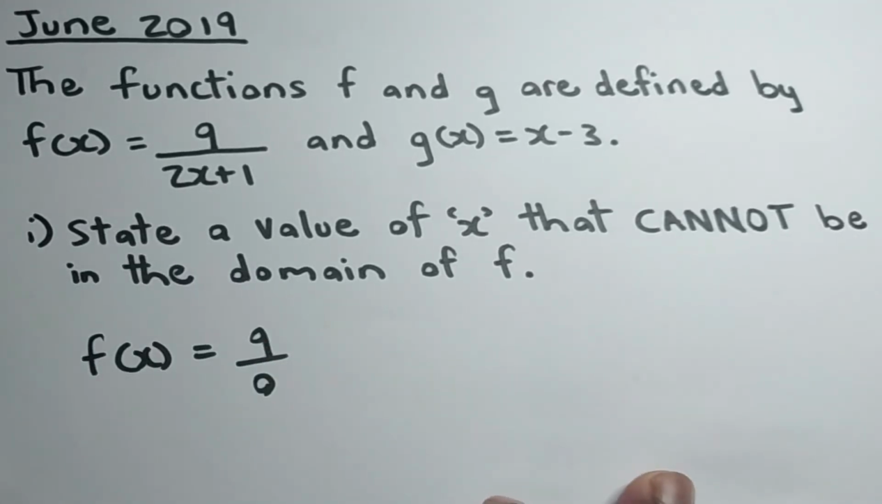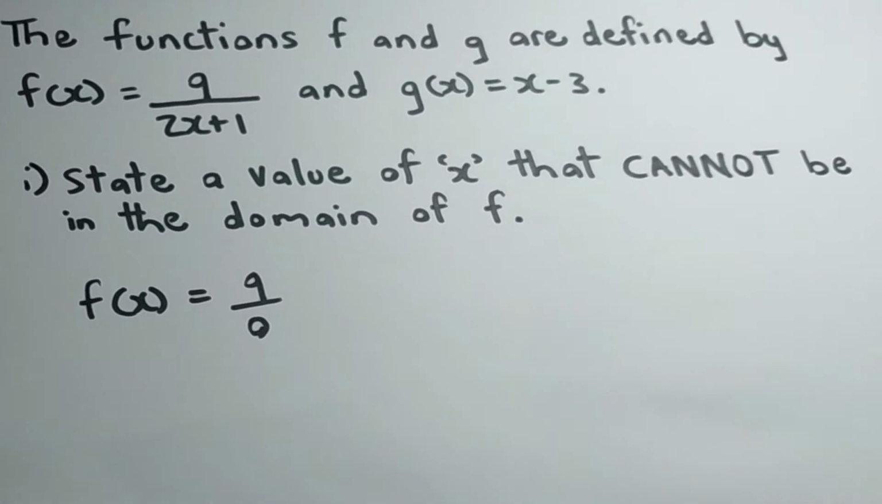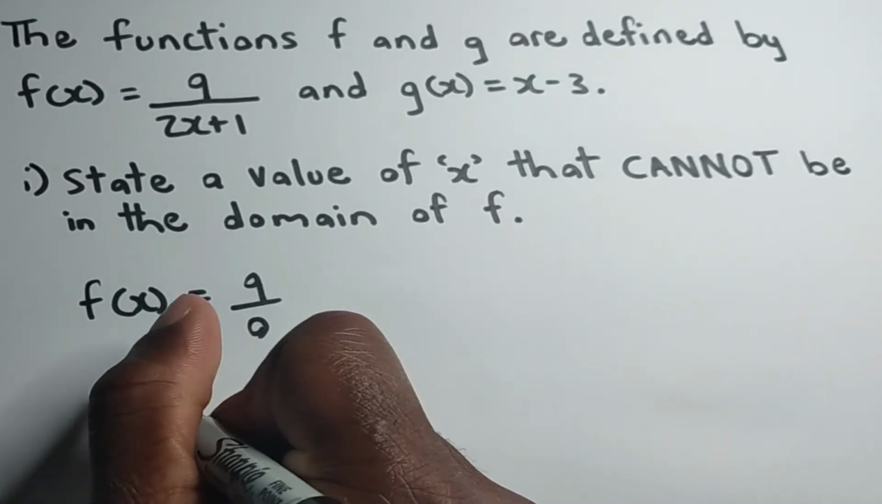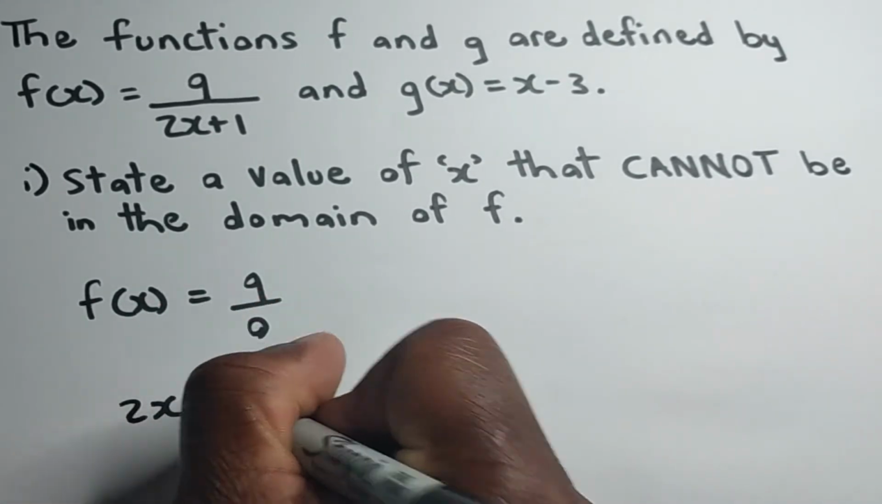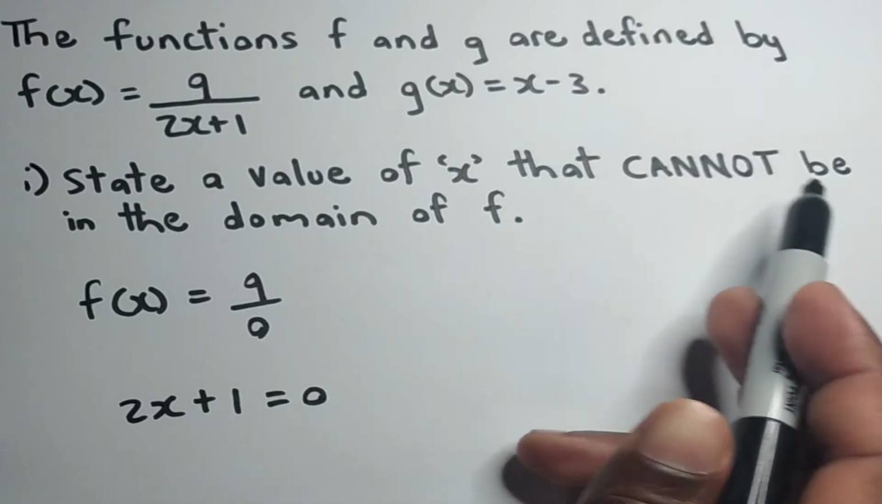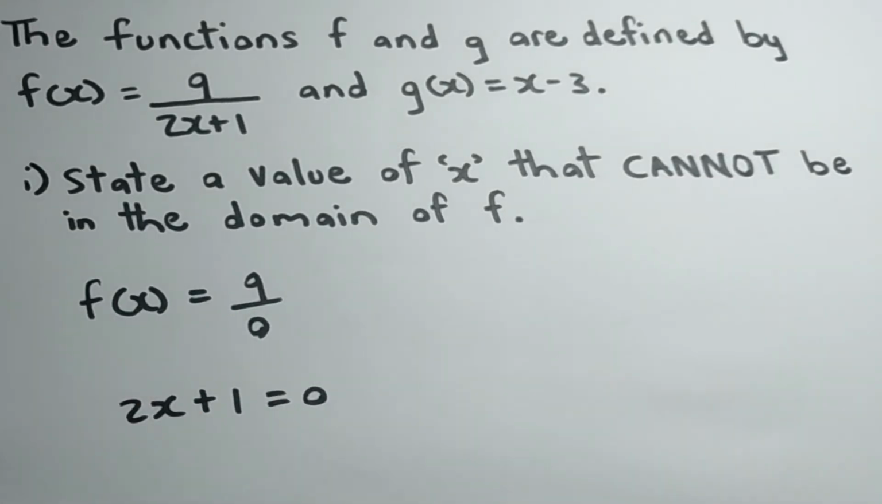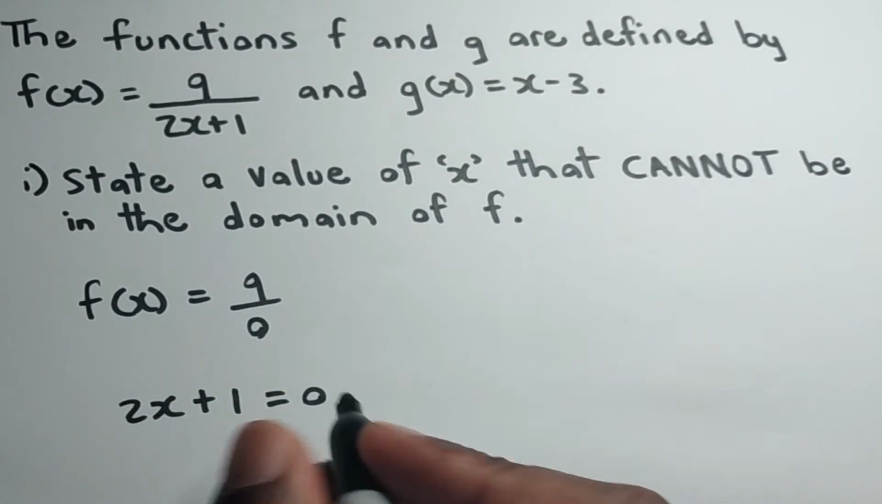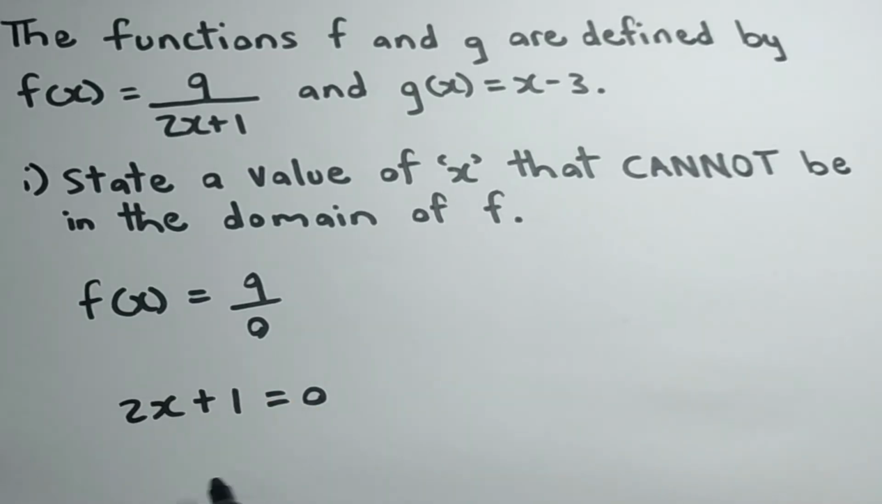So how do we actually go about solving this? We're going to equate the denominator to 0 and solve it, and that's how we'll obtain the value that cannot be in the domain of f. So again, we can transpose this, and when we are transposing, we do the opposite of the operation that is taking place to remove something, and whatever we do on one side, we must do the same thing to the other side.